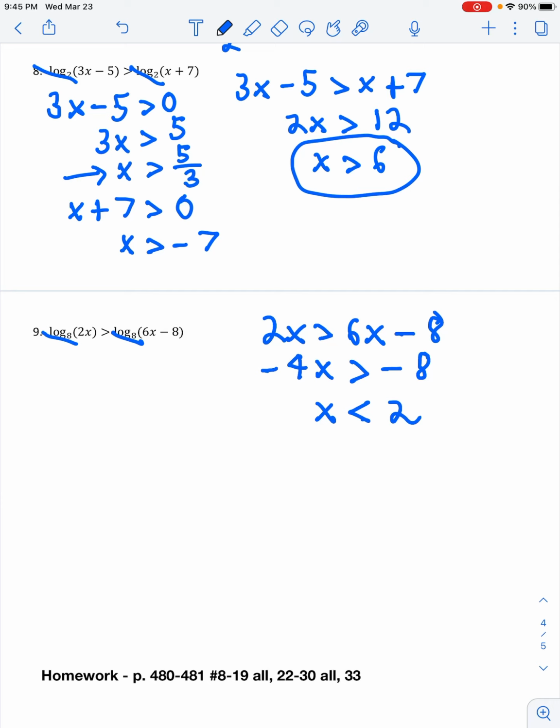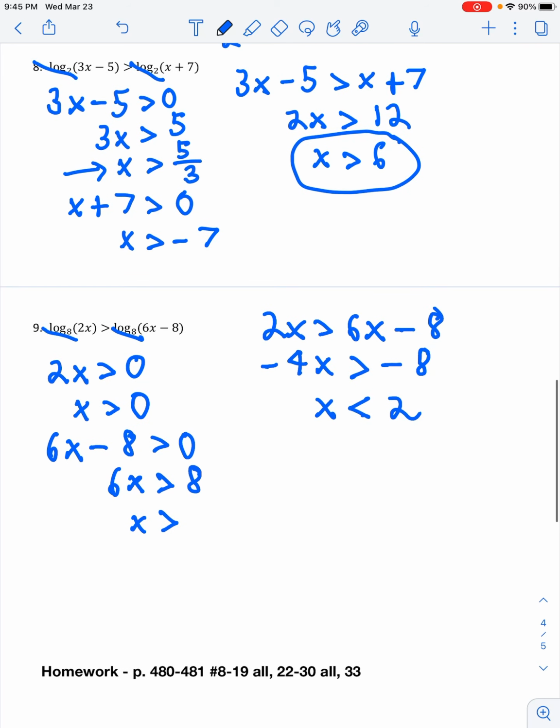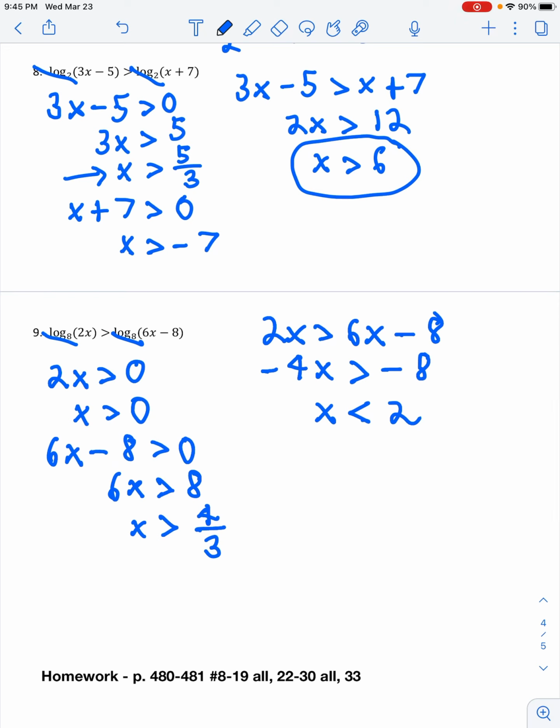So I'm going to do what I did in the last problem. I'm going to take each argument and set it greater than 0. If I divide both sides by 2 here, that just means x would have to be greater than 0 on the left. On the right, when I set 6x minus 8 greater than 0, 6x has to be greater than 8, which means x has to be greater than 8/6 or 4/3. We have to go with the larger value to ensure both arguments are positive, so that's my firewall.